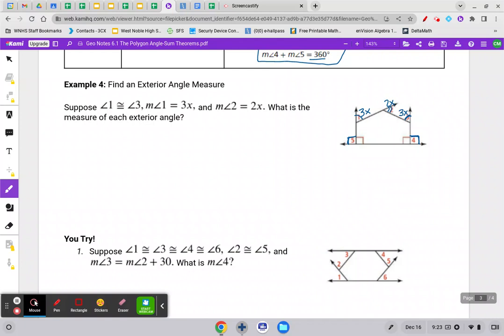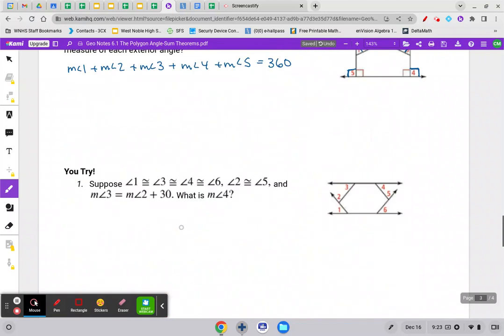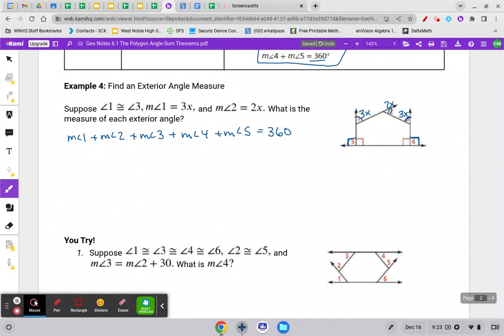we know, if I write this all out, that the measure of angle 1 plus measure of angle 2 plus measure of angle 3 plus measure of angle 4 plus the measure of angle 5 has to equal 360 degrees. So I just plug this information in. Measure of angle 1 is 3x, 2 is 2x, angle 3 is 3x, angle 4 is 90, angle 5 is 90. So I combine like terms. I get 8x plus 180 equals 360.